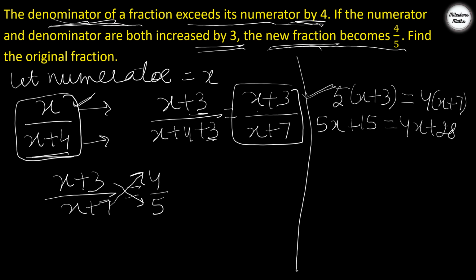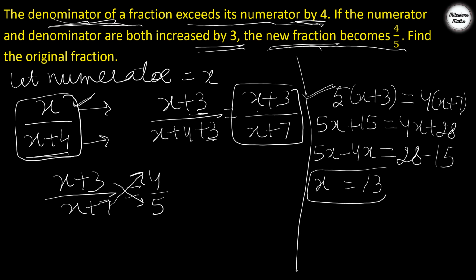Now we will take the variables on one side and the constant on the other side. So 5x minus 4x is 28 minus 15. So 5x minus 4x is x equals to 28 minus 15 is 13. So we have got x equals to 13.